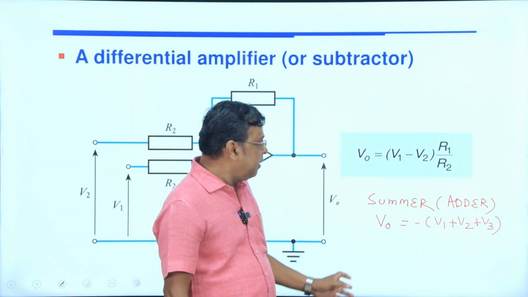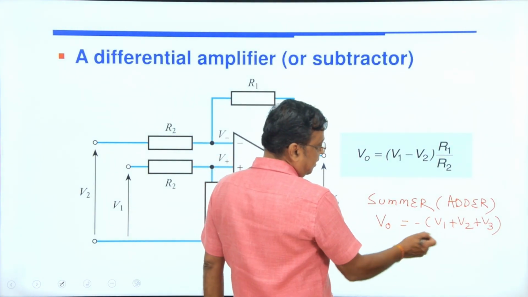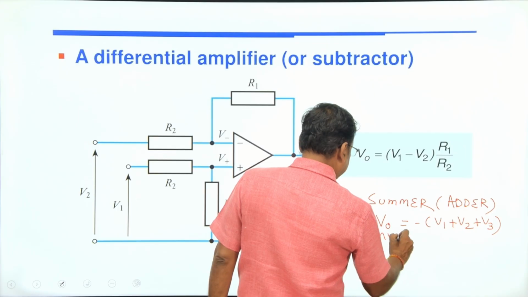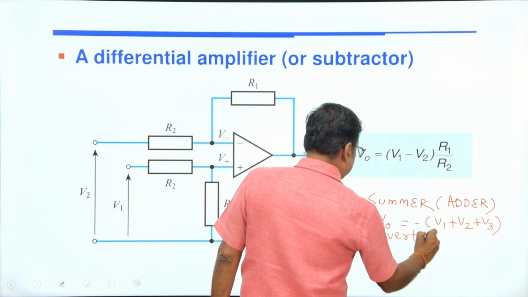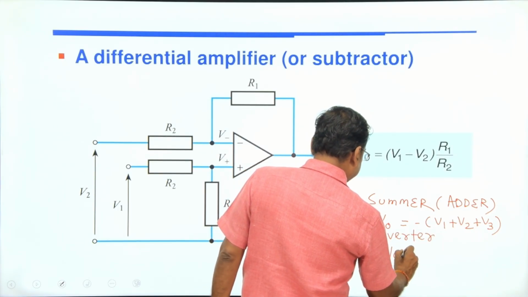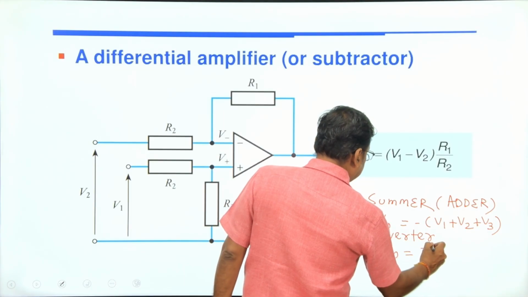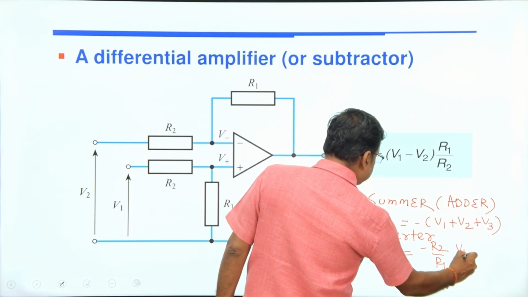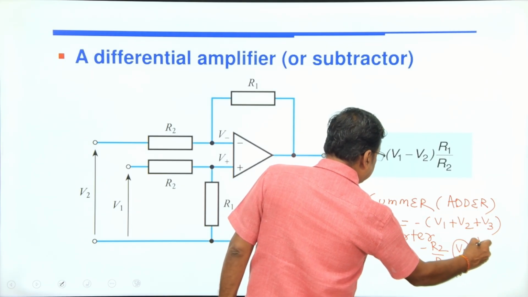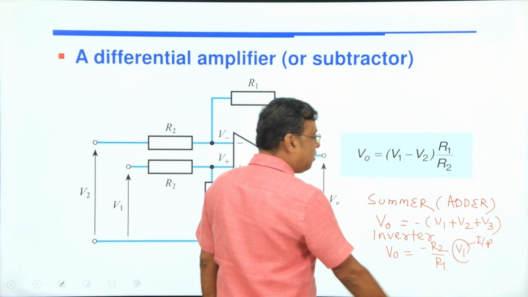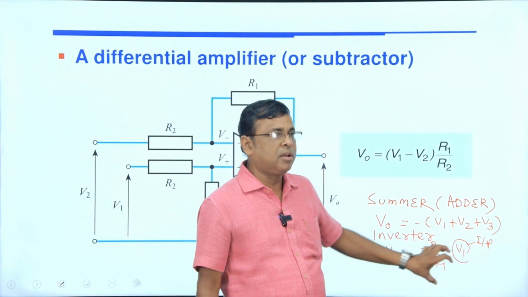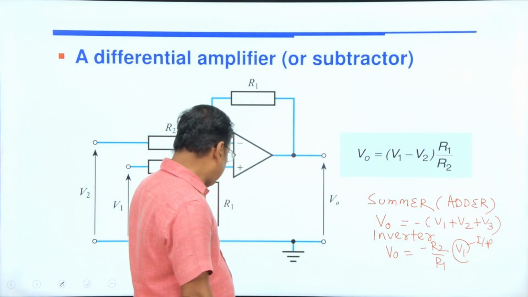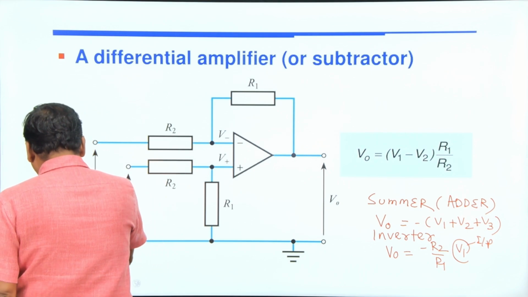Similarly, as far as the inverter is concerned, I already told you in the previous class, V0 equals minus R2 by R1, that is the gain, R2 by R1 into V1. If V1 is your input voltage, then the output voltage is the negative of the input voltage. That's why we say it is the op-amp as an inverter. Now today we are going to discuss the differential amplifier.